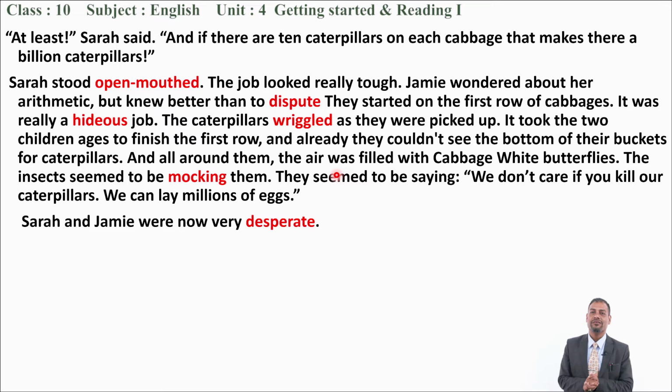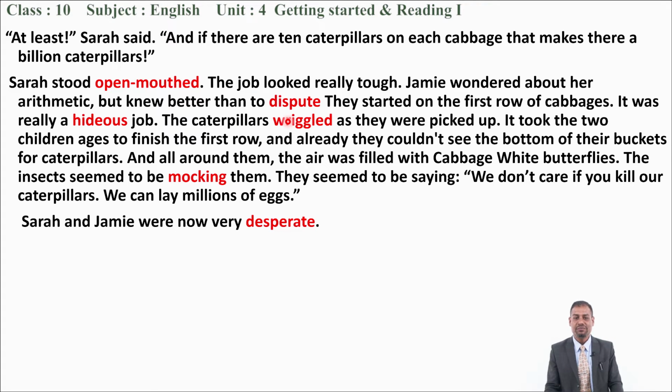Dear students, first of all, let's discuss the meanings of these highlighted words with their pronunciation. Now, open mouth. So, how do you pronounce it? Yeah, it's very easy. Open mouth. So, what does it mean then in this sentence? Sarah stood open mouth. Sometimes, if you are shocked or surprised, what do you do? You will open your mouth and you cannot speak. You cannot move, like this. Yeah? So, it means shock or surprise.